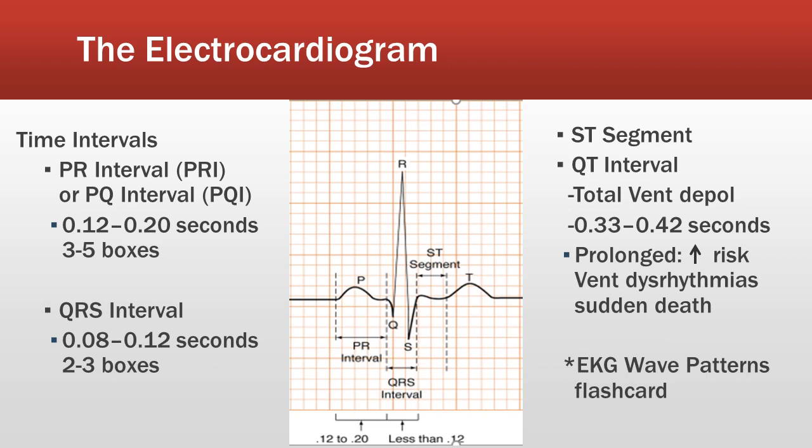The ST segment is the end of ventricular depolarization to the beginning of ventricular repolarization. We can detect problems in this area, and we'll talk about analyzing the ST segment shortly. The QT interval is total ventricular depolarization and repolarization. When the QT elongates, there's an increased risk of ventricular dysrhythmias or sudden death.